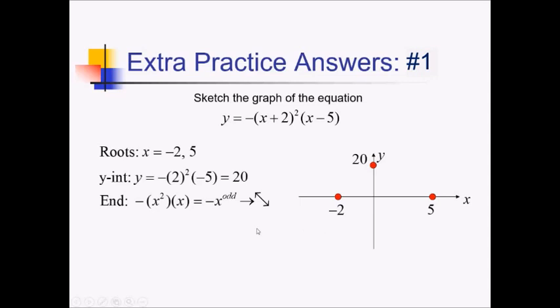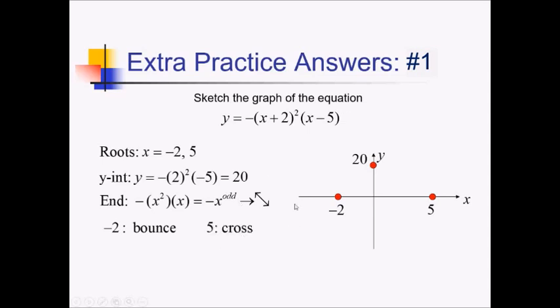Now for the root behavior, taking a look at the exponents on each factor, this -2 is a double root because we have a squared factor. So that means we're bouncing at -2. And then 5 comes from a single power factor. This is a first power here. So that means we're crossing through x equals 5.